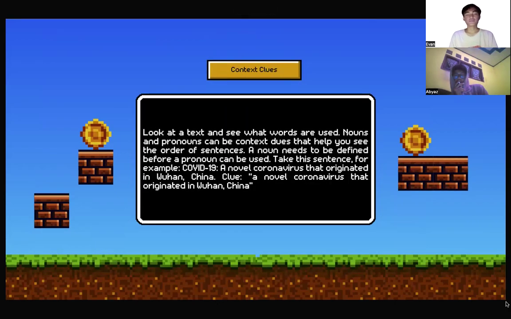Next, context clues. Look at a text and see what words are used. Nouns and pronouns can be context clues to help you see the order of sentences. A noun needs to be defined before a pronoun can be used. Take this sentence, for example: COVID-19, a novel coronavirus that originated in Wuhan, China. The clue is a novel coronavirus that originated in Wuhan, China.